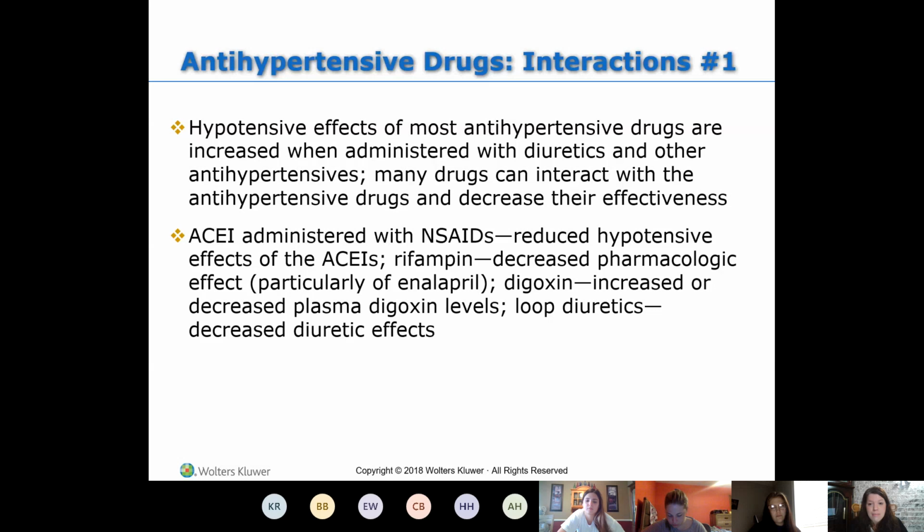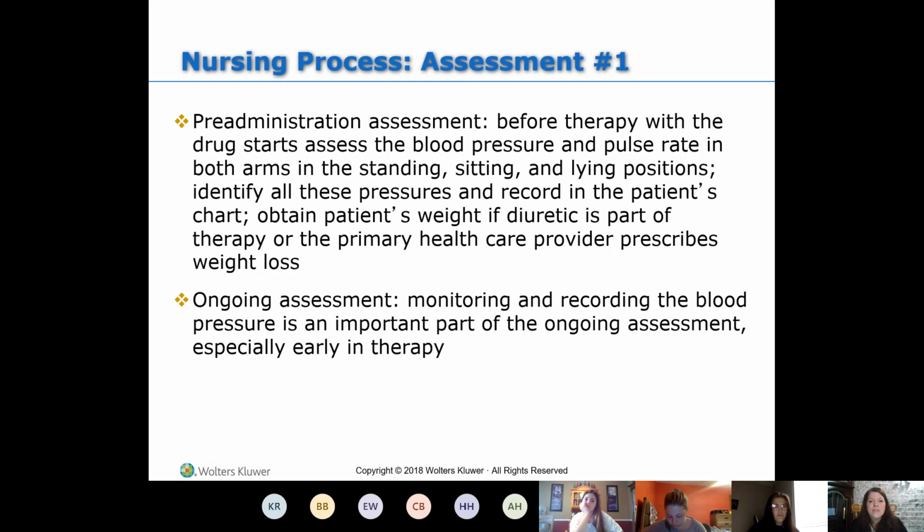Okay, so here is your job as a nurse. Pre-administration assessment. Before therapy with drugs starts, you have to assess the blood pressure and the pulse rate. This is when it started initially. So see where it says to assess the blood pressure and pulse rate in both arms in the standing, sitting, and lying positions. You are not going to do that every time that you administer blood pressure medication once it is already established, okay? You're going to just check their blood pressure. And if you have a discrepancy, you'll check it again.